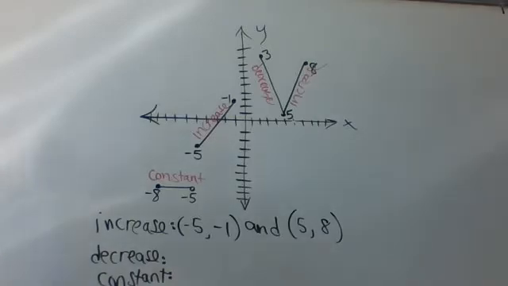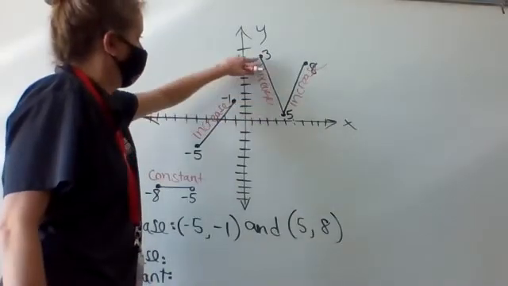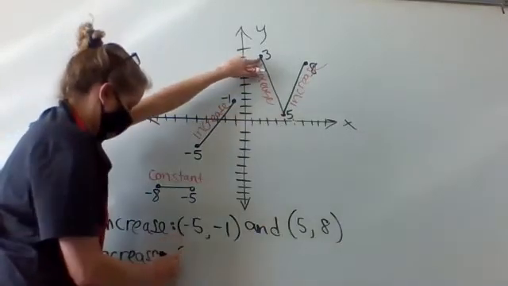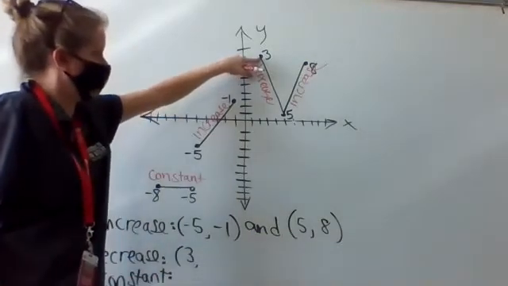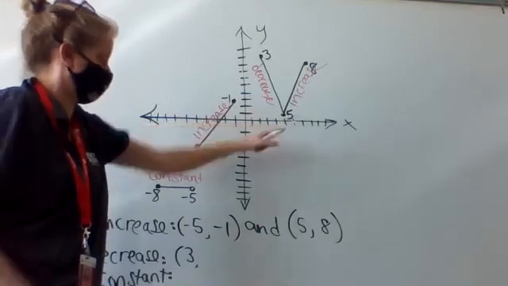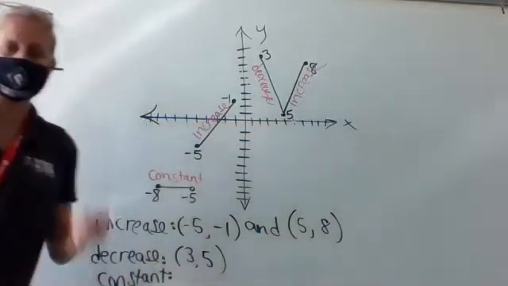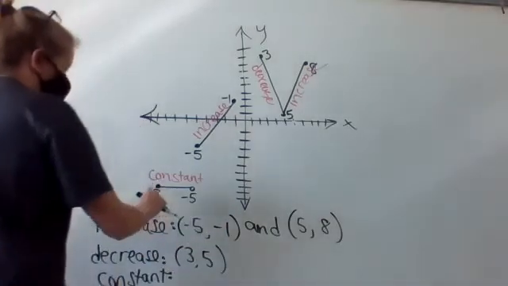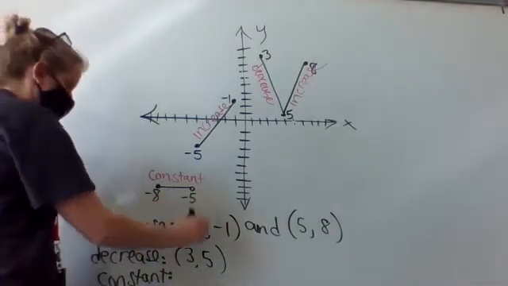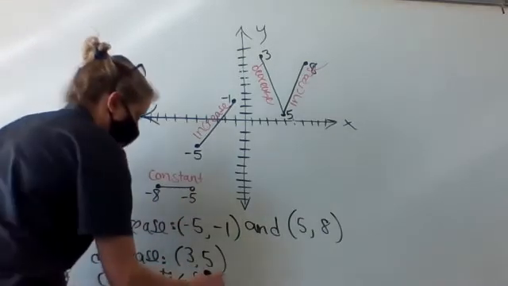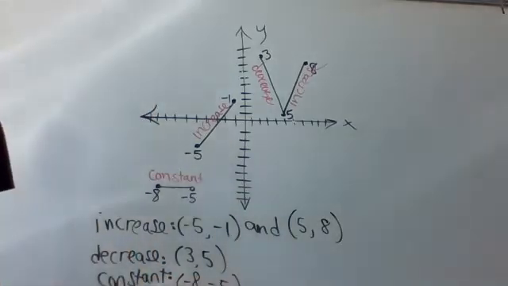Where is my decreasing interval? It's this interval right here. Where does it start decreasing? Where the x is 3, and it goes down all the way to this point, and that's lined up with the x being 5. So it decreases between 3 and 5. And where is it constant? This one right here. So where does it start being constant? At -8 until it gets to -5.